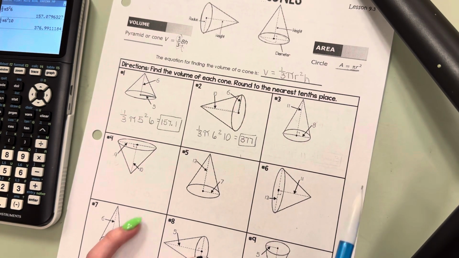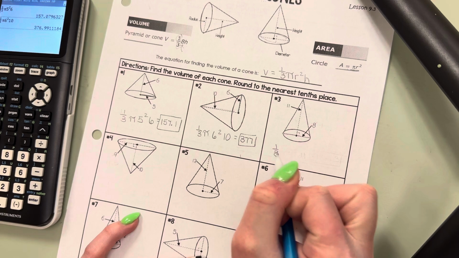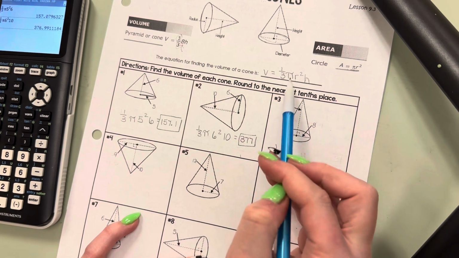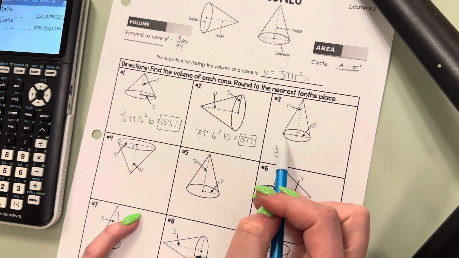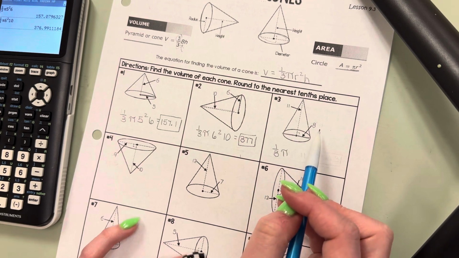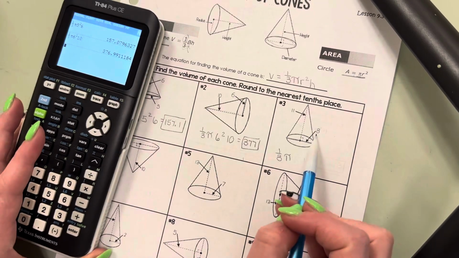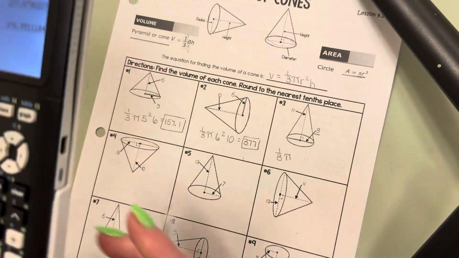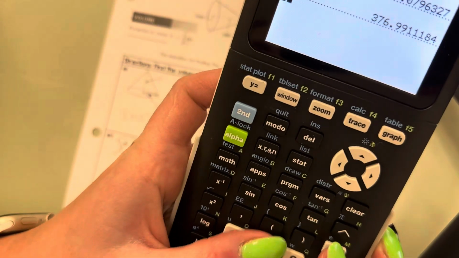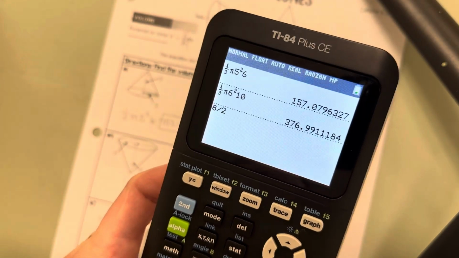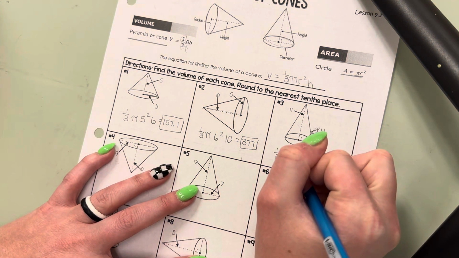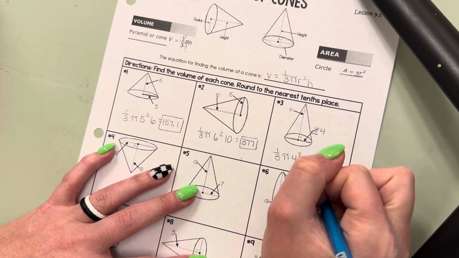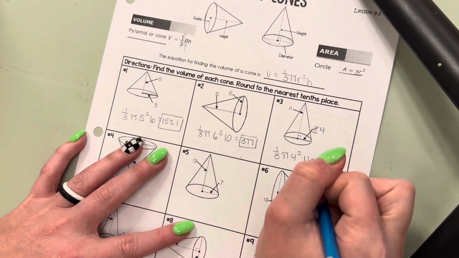All right, number 3, same steps. 1/3 pi, check on my radius. If I look at my circle where I'm going to find my radius, this one goes all the way across. So this right here is my diameter. My radius is half of my diameter. So I'm going to take 8 and divide it by 2, which is 4. So I'm going to plug in 4 squared, and then my height is 11.